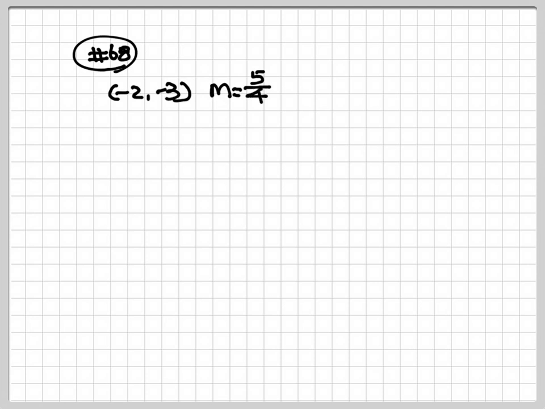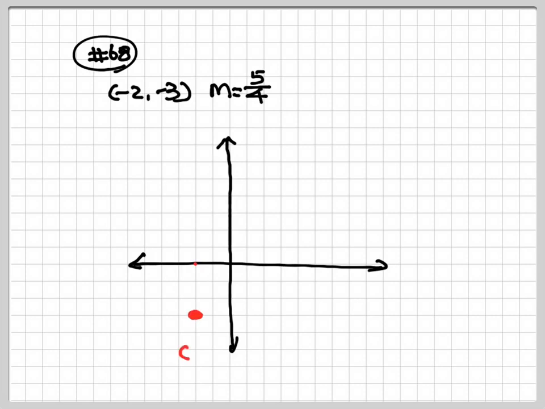So to graph this, let's draw my x and y. Okay, so let's go to the point first. We have (-2, -3). So that's over here. That's my starting point. After that, we go to the slope.